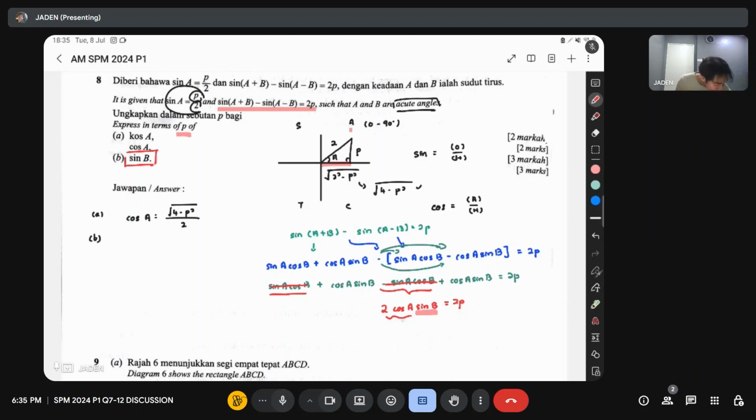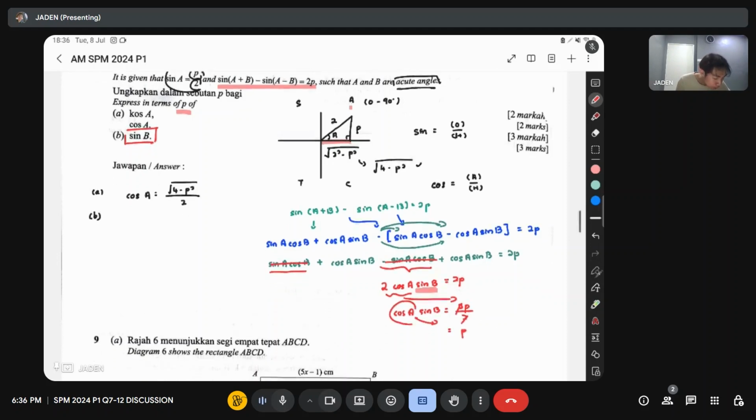First, I move the 2. I do it step by step. 2P divided by 2. This is cos A sine B. So 2P divided by 2, we are left with P, right? And then if you want sine B only, you're going to move cos A to the back. So this is P divided by cos A.